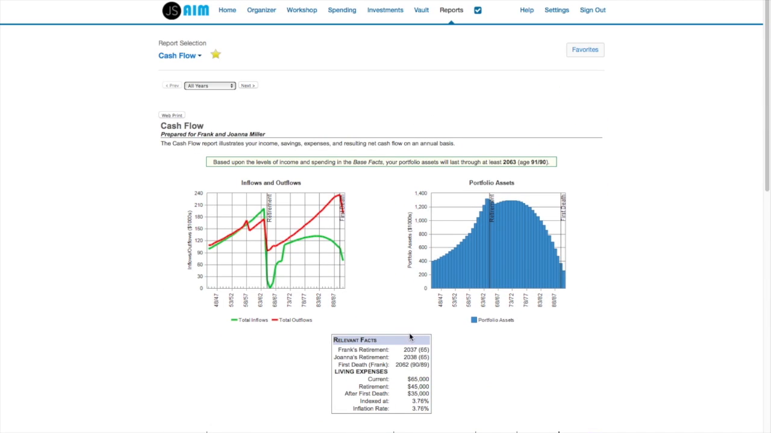So you'll see here that living expenses are tied to the cash flow report. That's what we're going to show you here today, and how to manipulate some of those living expenses based on the goals or purchases that you want to investigate. In order to get this information in here, you have to come to the organizer.